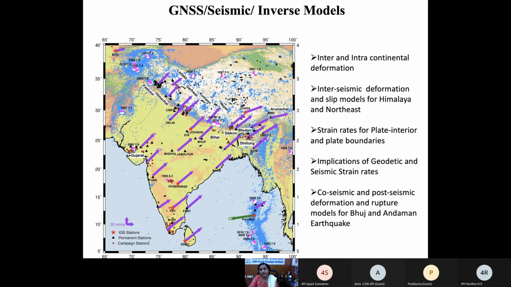How much is it subducting per year? That also we have for different parts of the Himalayas. It is 12 to 16 mm per year at a depth of 15 kilometers, and the width from the Indian plate is around 100 kilometers. That is something which we get by modeling. That is called inverse modeling.